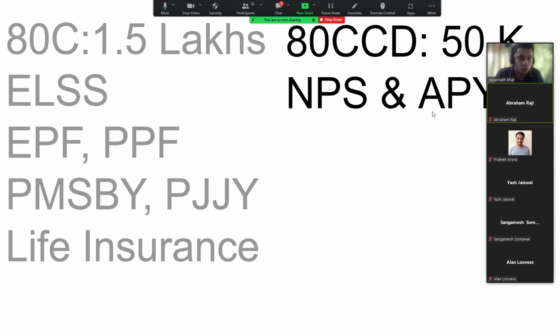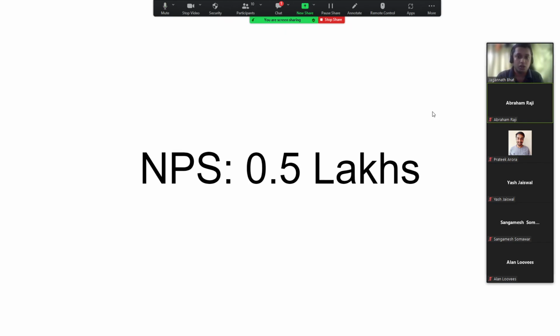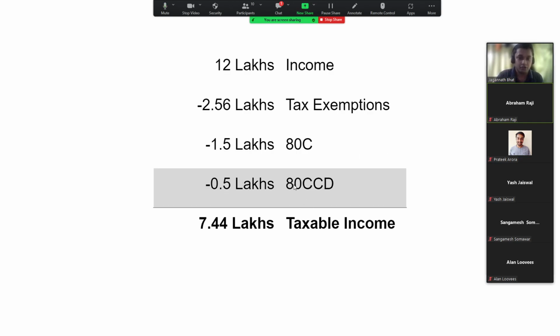But if you really do want to save taxes, there are cases where saving just 2,000 rupees will save you a lot of taxes. In those cases, yeah, go for 80CCD. If you just want to reduce a small amount from your taxable income, then go for that. But otherwise, it's not a really good option. Just for this example, let's say we do invest 50,000 in NPS, in which case we claim that under 80CCD, and now the taxable income has become 7.44.